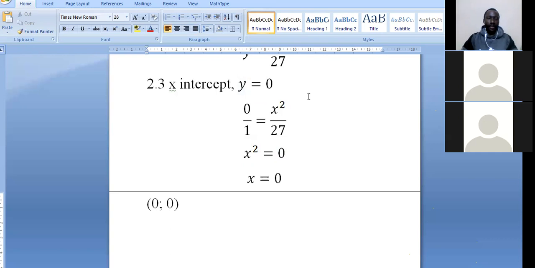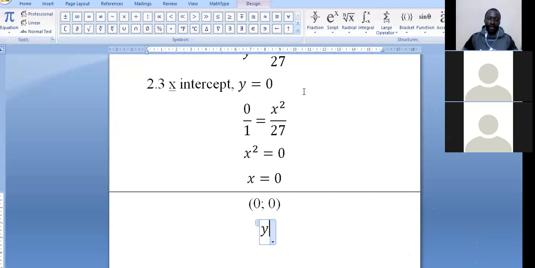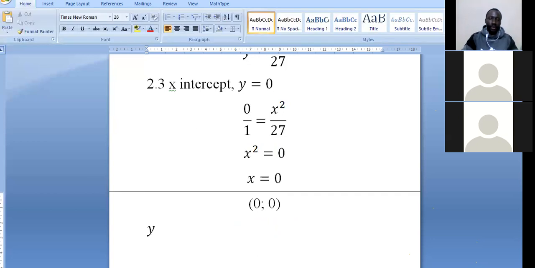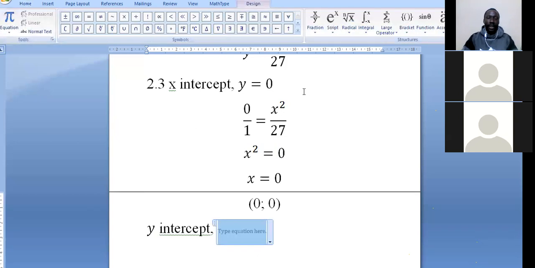Now the next thing here is to determine the y-intercept. So how do we determine the y-intercept? Well, the y-intercept is the value, or the coordinate, or the point, when x equals 0. That is, the y-intercept occurs when x equals 0.